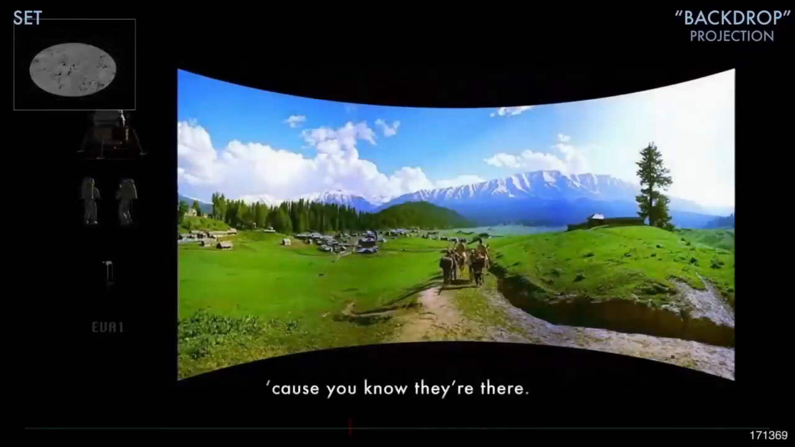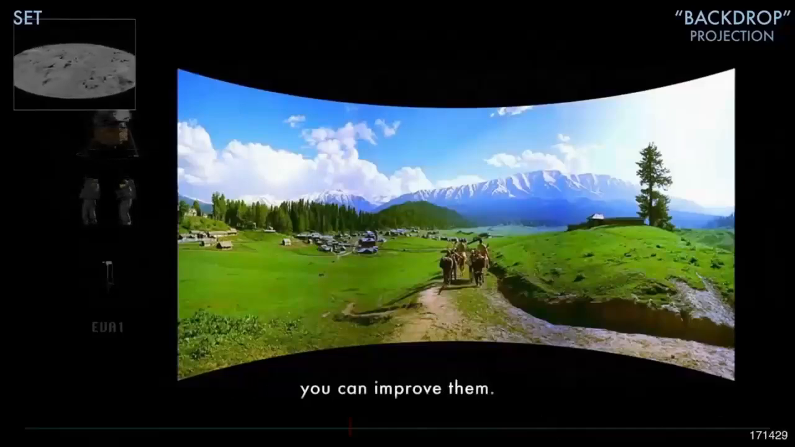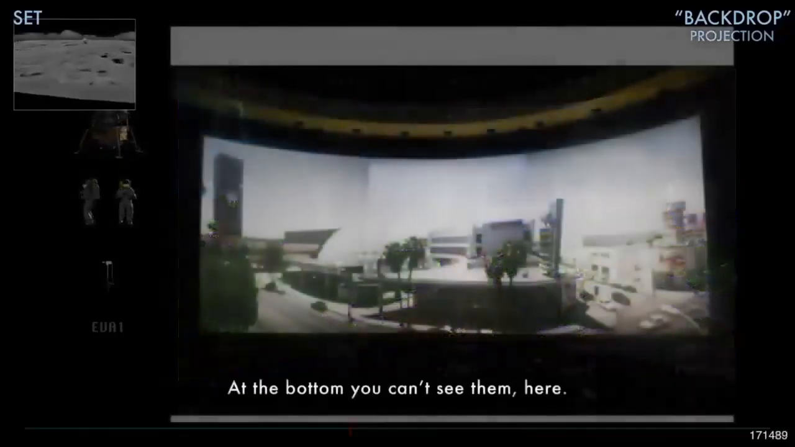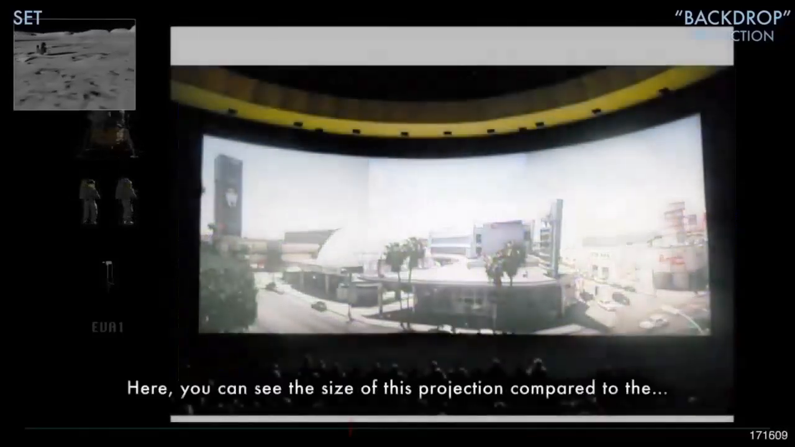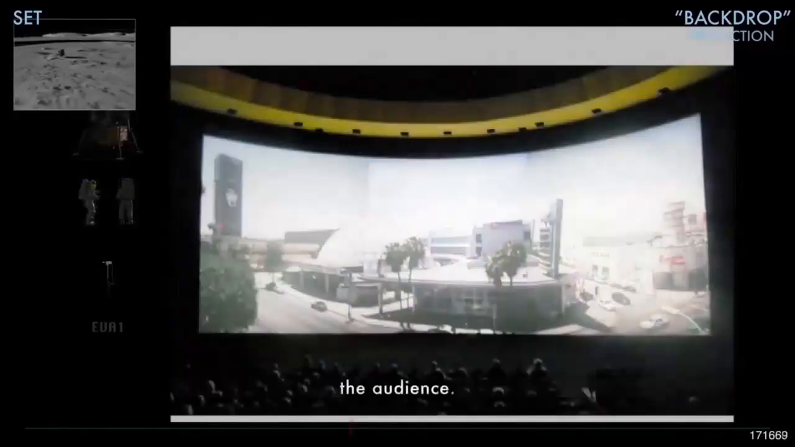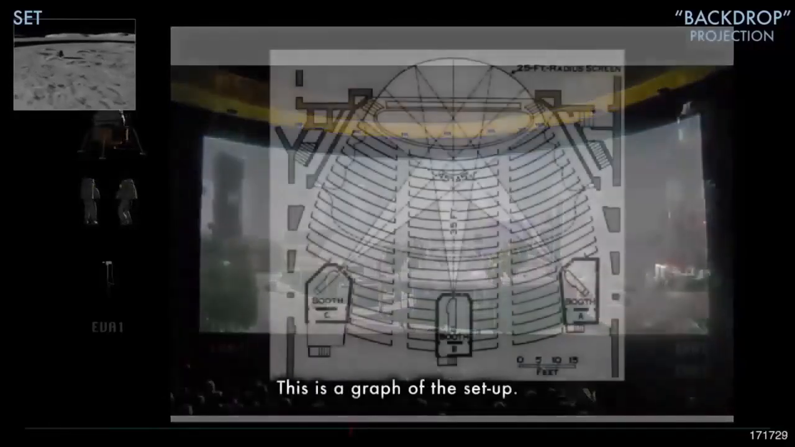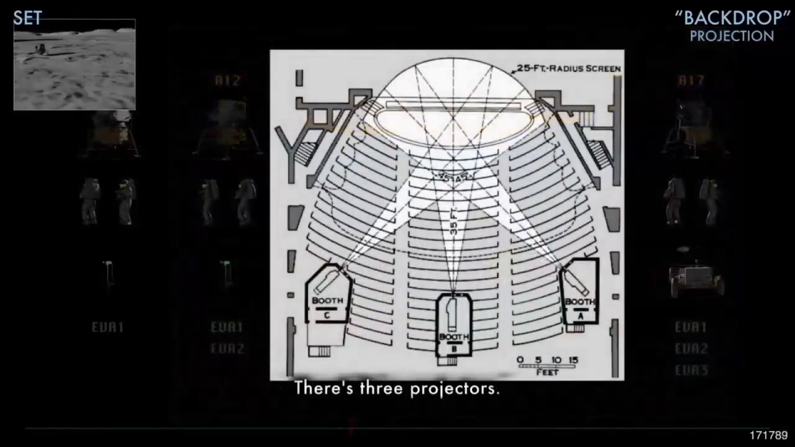In the sky you can't see them at all. You can only see them because you know they are there, and when you use a little more of your imagination, you can improve them. At the bottom you can't see them here, at the top you can. Here you can see the size of this projection compared to the audience. This is a graph of the setup.